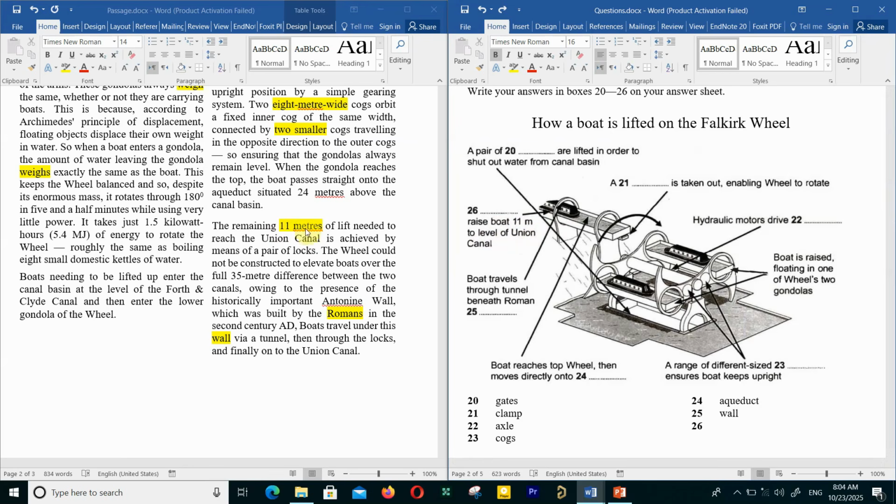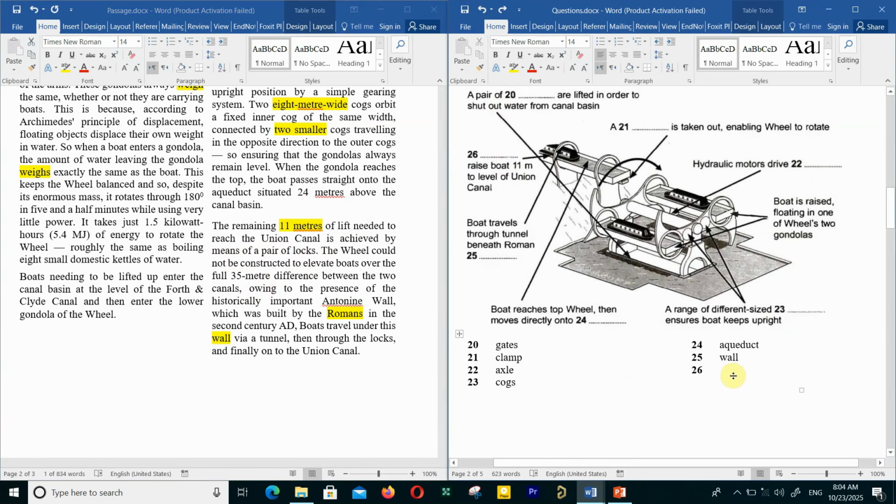The remaining 11 meters of lift needed to reach the Union Canal is achieved by means of a pair of locks. So what is the plural countable noun here? Means, but means is not the right answer. We need a noun here. So this is here a pair of locks. Locks is the right answer for question 26.